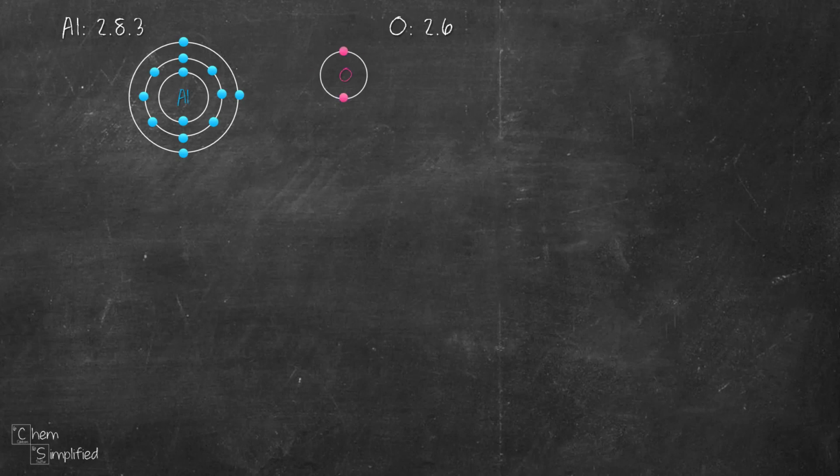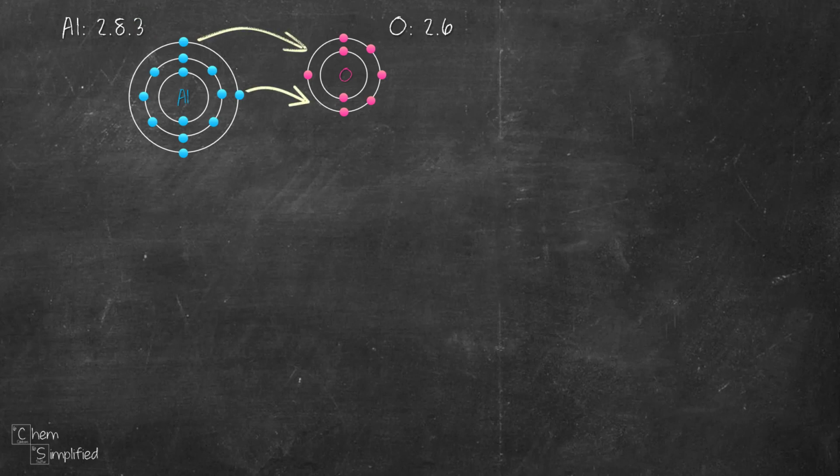Let's explore a slightly more complicated example between aluminum and oxygen. The electrons in aluminum and oxygen are arranged this way. Notice aluminum has 3 electrons in its outermost shell, while oxygen has 6. 2 electrons are going to be transferred from aluminum to oxygen.